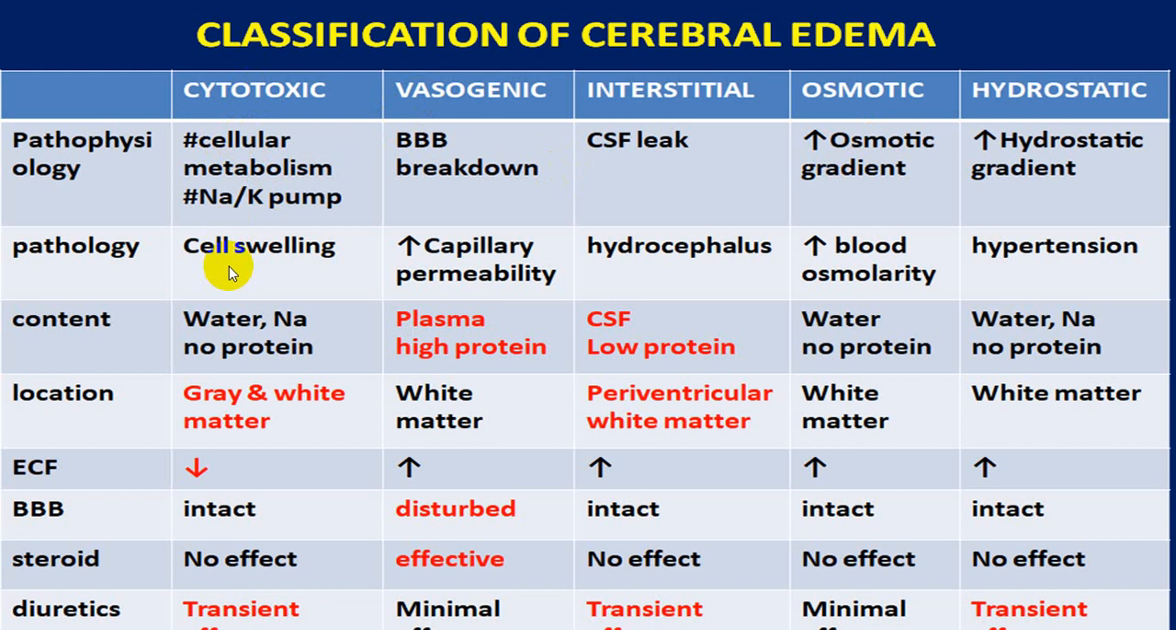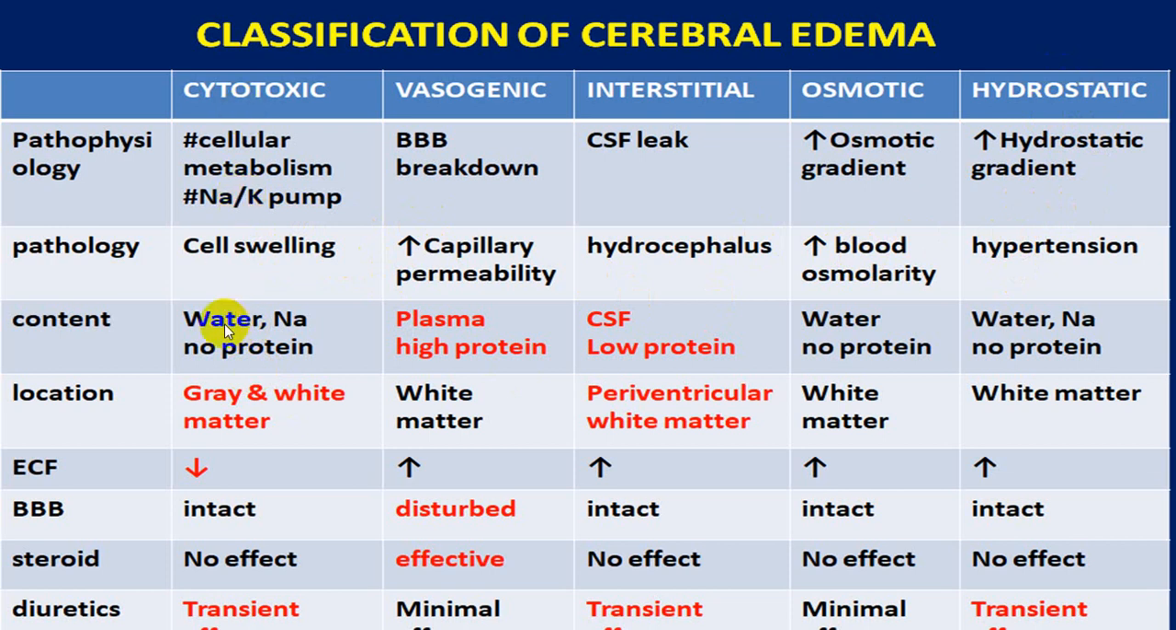In cytotoxic, the cell will swell up, so the size of the neuronal cells will increase, while in vasogenic, capillary permeability will increase. In interstitial, because of obstructive hydrocephalus, the CSF will leak from the ventricular system out into the interstitial space, while in the osmotic variety, fluid from the extracellular will shift into the intracellular compartment and there will be cellular swelling. So again we have neuronal edema, and in hypertension, you will have a shift of fluid from the vascular compartment into the extracellular compartment.